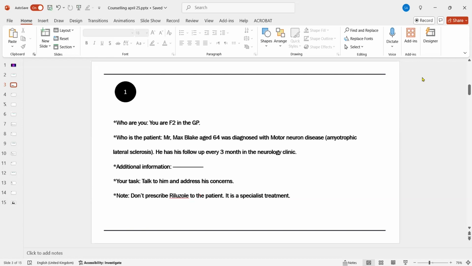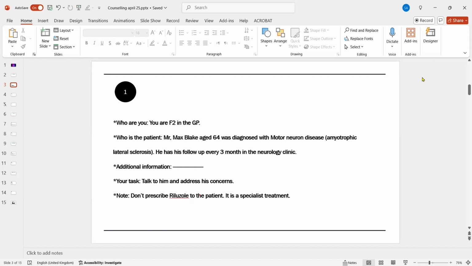Well, Mr. Blake, this drug is used for neurological conditions. However, I will not be able to prescribe it for you. It's also prescribed only by the specialist. So how about I refer you to a neuro specialist? He will have a further discussion with you, do further investigations, and if you are eligible for this drug, he will prescribe it for you.